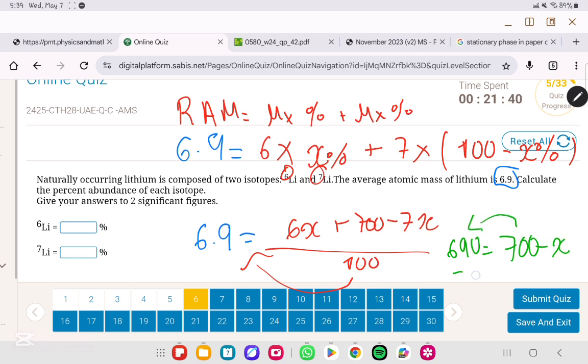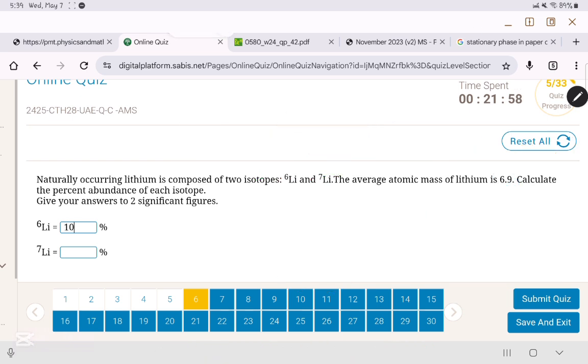Move this to the other side. You will get minus 10 is equal to minus x. So x is equal to 10. Just like that, we found the value of x. So x, we put it for which one? We put it for this one over here. So that means the percentage abundance of Li6 or 6Li is 10%.